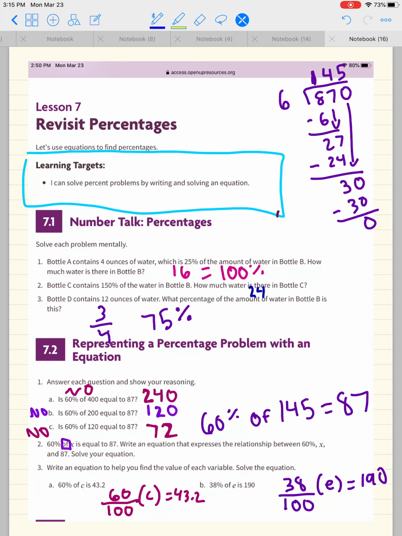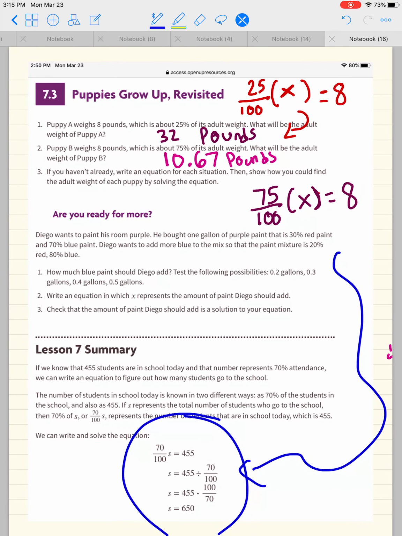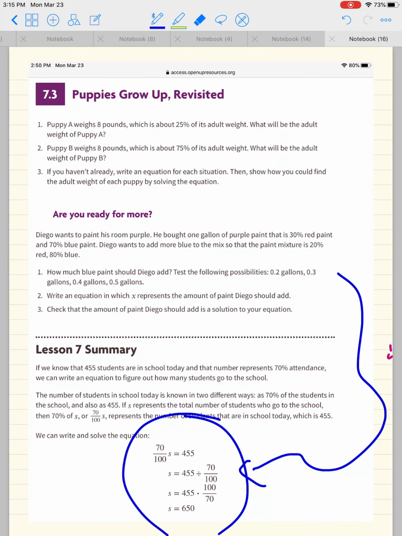That's all for lesson 7. Remember, the learning target is I can solve percent problems by writing and solving an equation. So if you're feeling not so great about this, if you're feeling maybe like you're at an understanding of a 1 or a 2, send me an email. We can meet on Zoom and go over it some more.